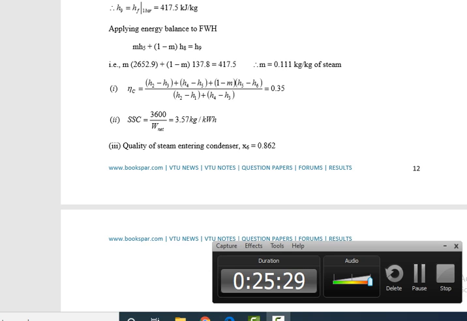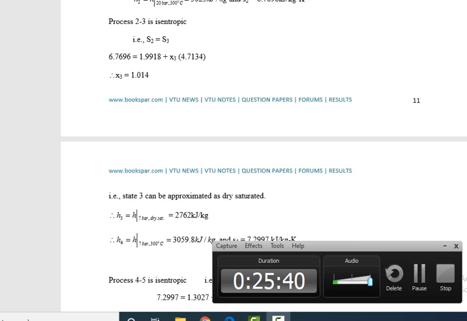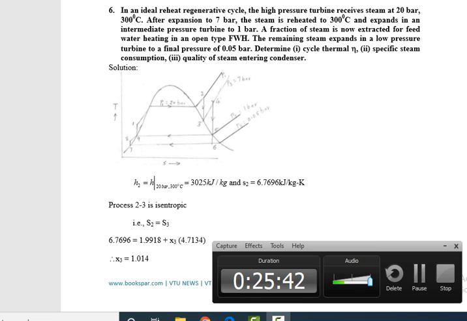After that, we have already found the value of x6. The x6 is nothing but the quality of steam entering the condenser, x6 equal to 0.862. This is the point at which the steam enters the condenser section, because the 6 to 7 line indicates the condenser line. Therefore, x6 is the dryness fraction of steam entering the condenser. And this is the end of the second numerical.